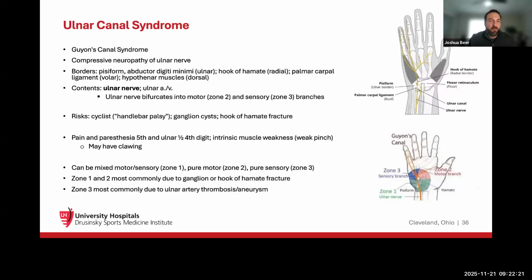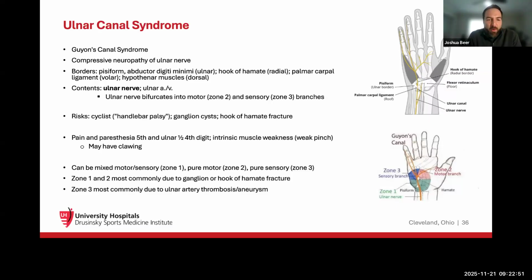And lastly, ulnar canal syndrome or Guyon's canal syndrome. This is a compressive neuropathy of the ulnar nerve. The contents in the canal are your ulnar nerve, ulnar artery, and vein. It's split up into 3 zones. Zone 1 is before it bifurcates, and this is going to be a mixed sensory and motor dysfunction. Zone 2 is a pure motor dysfunction, and zone 3 is a pure sensory dysfunction.